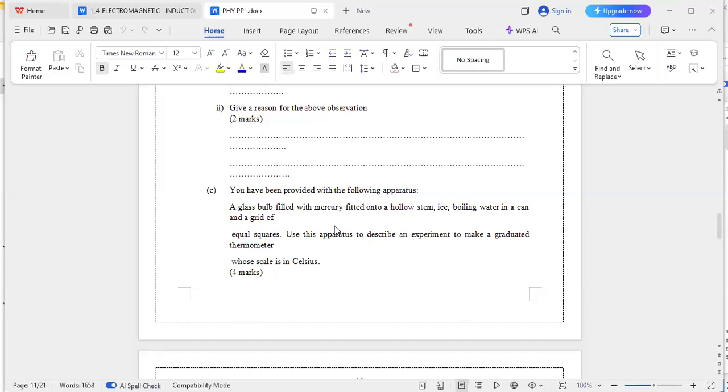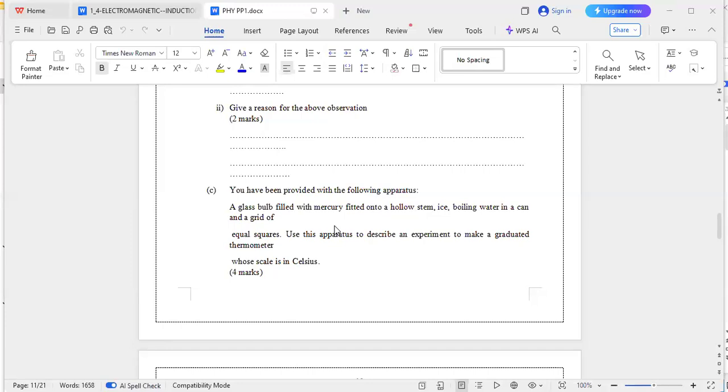You can also be asked, explain why during determining of the upper fixed point of a mercury thermometer, steam is preferred and not boiling water. Then you say boiling water may boil at a temperature that's not specifically 100 degrees Celsius due to the effect of impurities or pressure. So after you mark Y, remember now we have the lower fixed point, 0, and upper fixed point, 100 degrees Celsius. We use steam because it's pure.